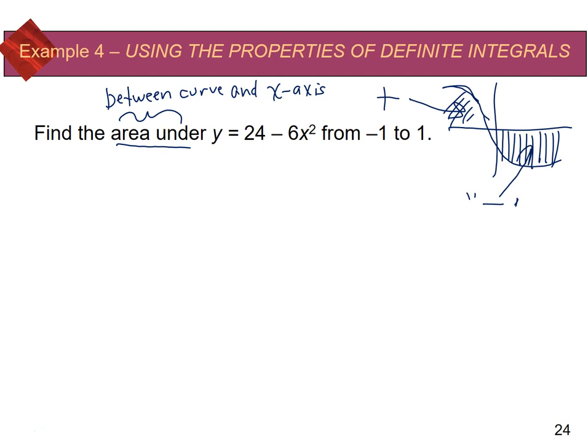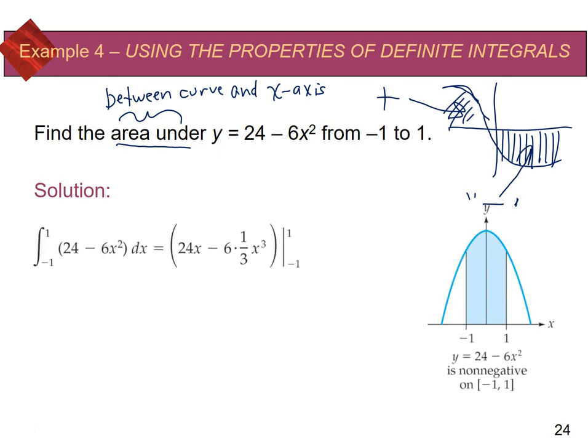So, for an example for this particular problem, we want to find the area under y equals 24 minus 6x squared from -1 to 1. Here, using the term under the curve makes sense, because if I go between the curve and the x-axis, I am under the curve. So I want to find that area, so I'm going to do the integral from -1 to 1 of that curve's equation, 24 minus 6x squared dx.